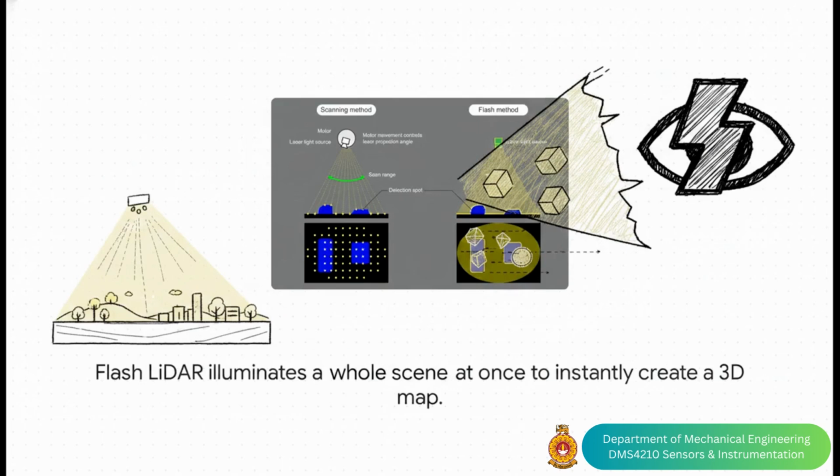And then there's a third way of doing things, called flash LiDAR. Instead of scanning one little point at a time, it works just like a camera's flash. It illuminates an entire scene with one big pulse of light. A special detector then captures that whole scene at once, instantly creating a 3D depth map. It's incredibly fast, though it usually works best at shorter distances.